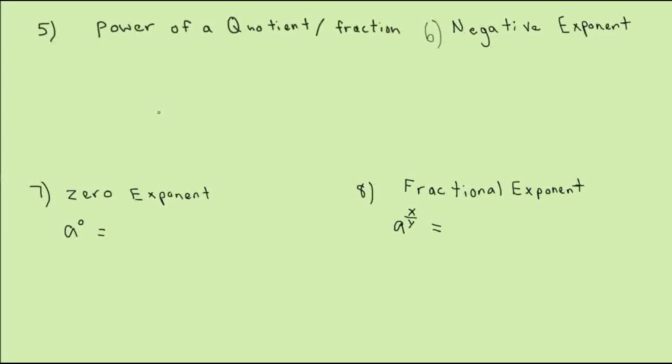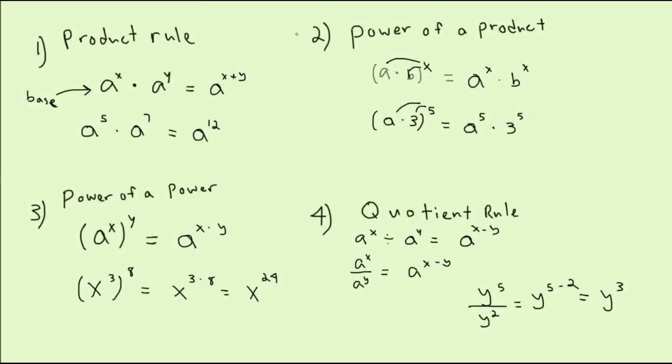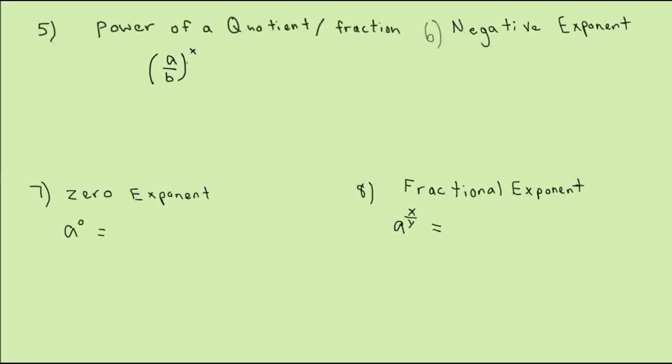Okay, power of a quotient or fraction. So in power of a quotient or fraction, it's very similar to power of a product, where we're distributing. Here we're going to be distributing it to our fraction. So all we have to do is distribute the x on the outside of the parentheses to both the numerator and the denominator. So now we have a to the x and the denominator is b to the x.